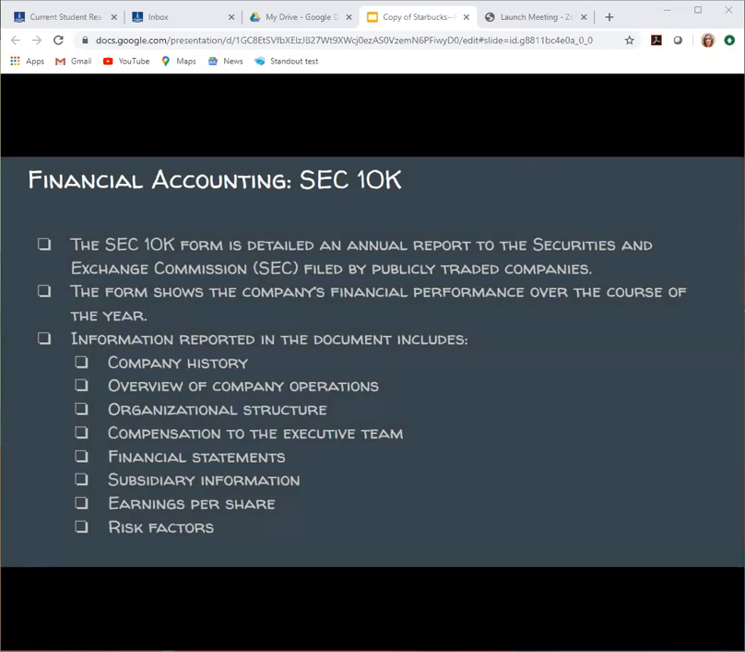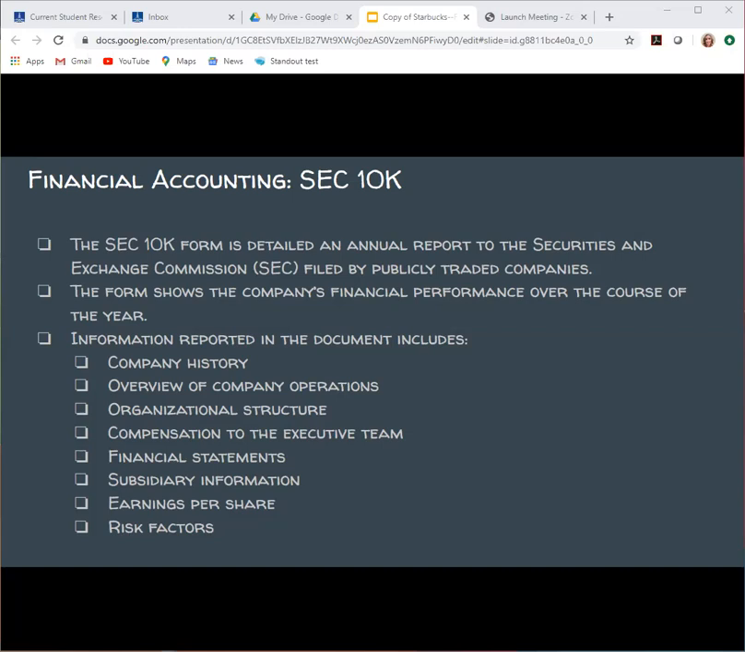Once a company is publicly traded, it must file with the SEC, the Securities Exchange Commission. The SEC 10-K form is one of the most detailed and comprehensive reports filed by a publicly traded company. The form is annually filed to the Securities Exchange Commission and shows the company's financial performance over the course of the year. The form provides transparency for investors so that they can make an informed decision prior to purchasing stocks or investing in corporate bonds.